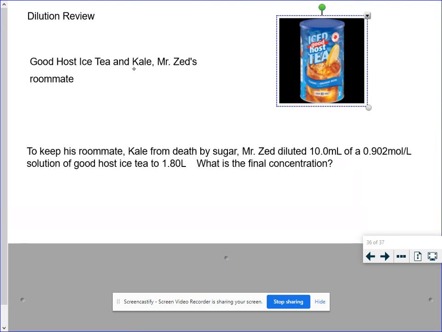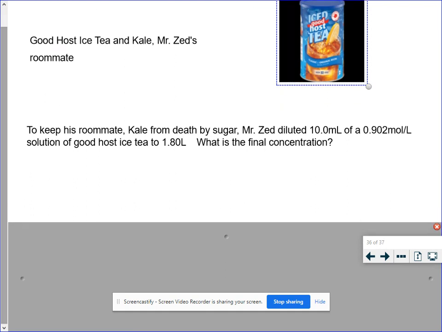All right. Here is the first problem. To keep his roommate Kale from getting death by sugar, Mr. Z diluted 10 mL of a 0.902 mol/L solution of Good Host Iced Tea to 1.8 liters. What is the final concentration?